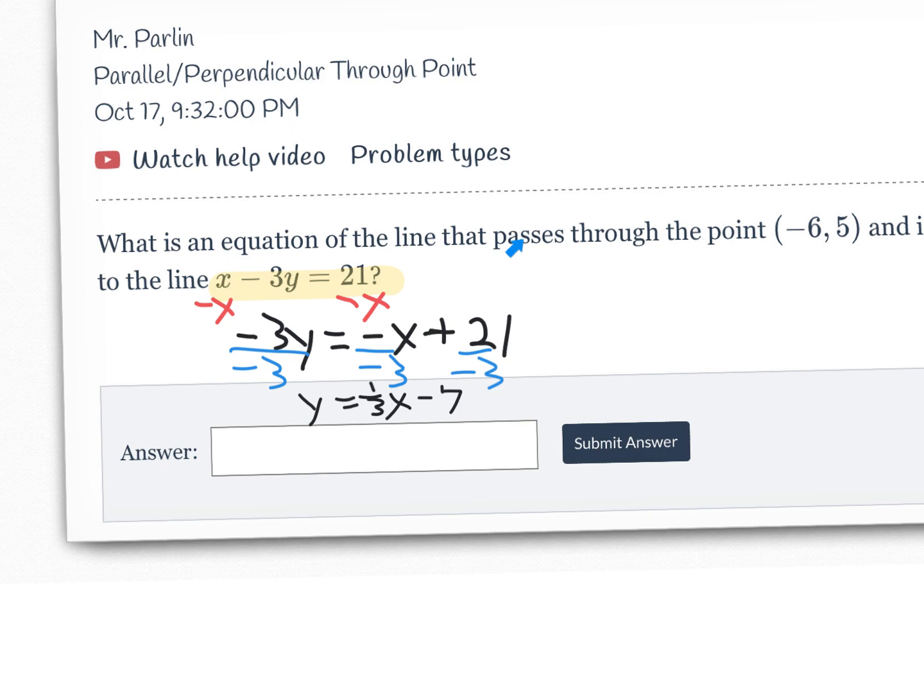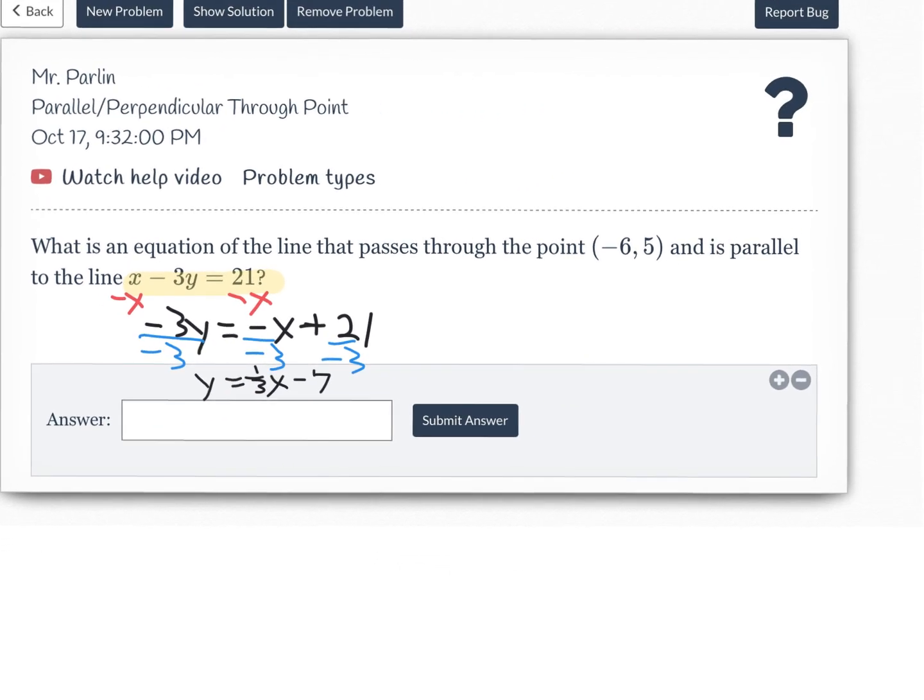Okay? Well, what we know from that then is that the slope that we're going to be using for our new equation is going to be 1/3, because we're writing the equation of a line that is parallel to this one. So it has a slope of 1/3. Well, if that is the case, then we can use our point-slope form, because this is our x1 and our y1. We're going to plug in our formula. y minus y1 equals m times x minus x1.